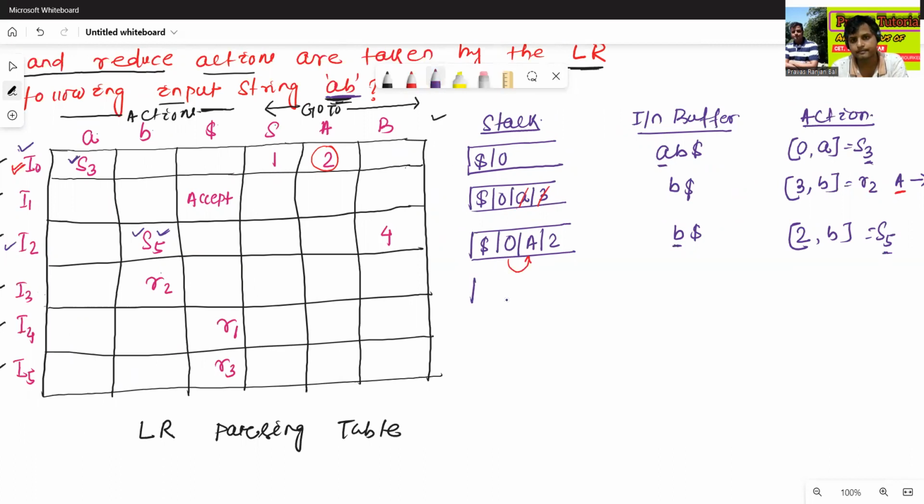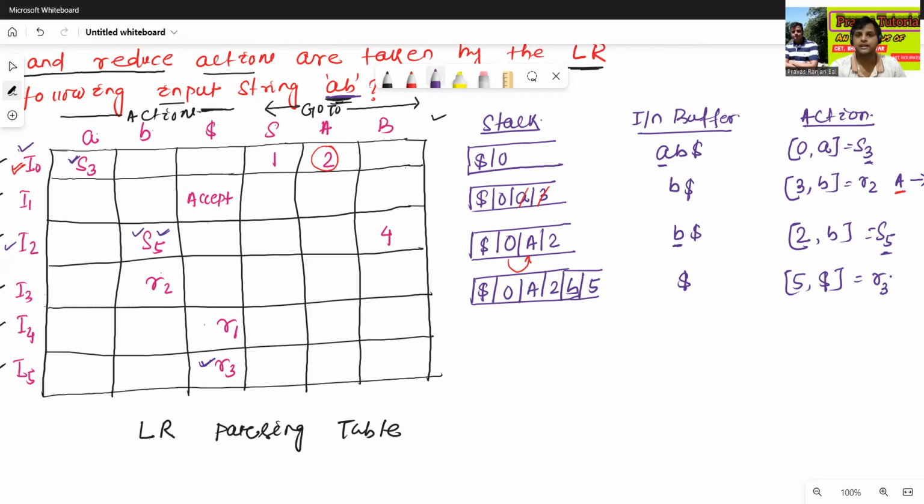So $0, A 2, then B. Now we'll push B and its shift number, which is 5 here, then $. So now the top of the stack is 5, and the input buffer contains $. Just check the meaning of $5: $5 to $ is R3. This is called a reduced action.